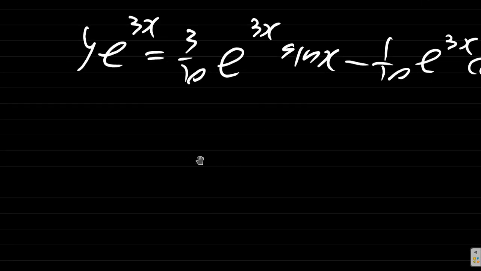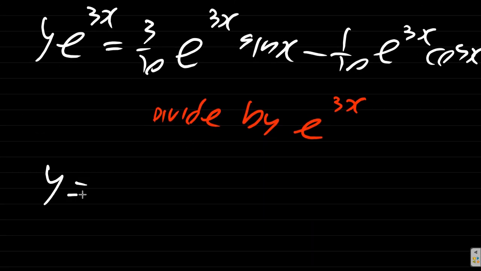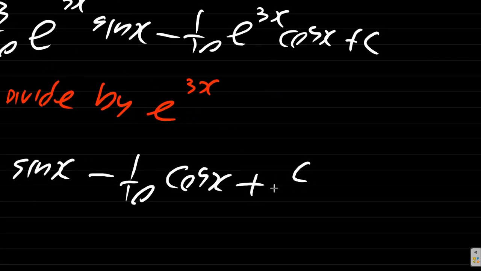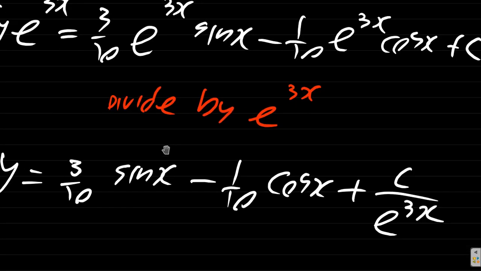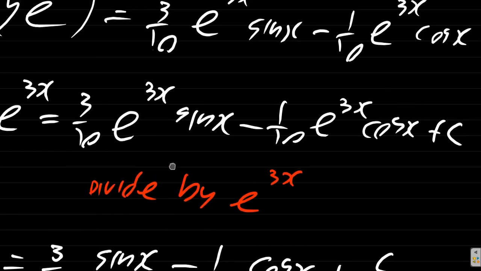Now, we want to write it as y equals something. So we divide by e to the 3x and see what happens. What do we get? Y equals 3/10 sine x, since e to the 3x cancels e to the 3x, minus 1/10 cos x, plus c over e to the 3x. Alright. C over e to the 3x. So that's what we have there.